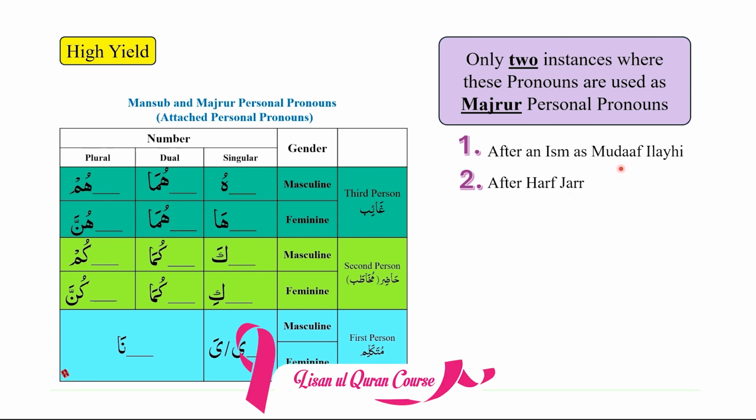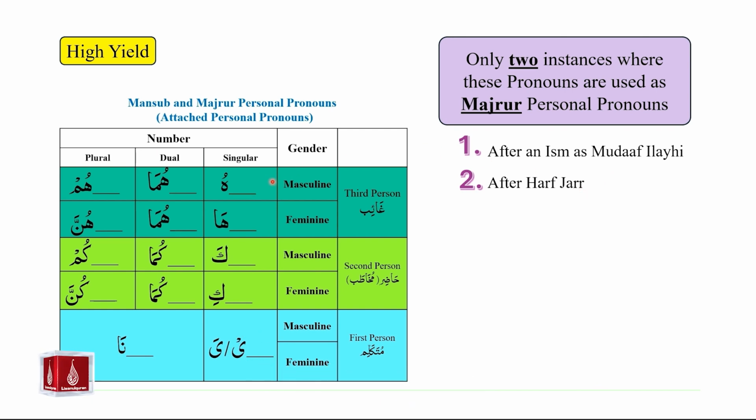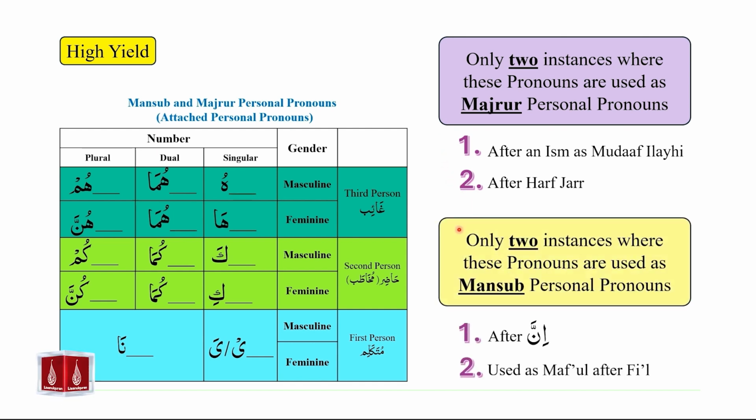We know that mudaf ilay is always majroor, and we also know that harf jar will make the ism following it majroor. Therefore, these attached personal pronouns will be used as majroor personal pronouns after an ism as mudaf ilay or after harf jar. In only two instances, these personal pronouns will be used as mansoob personal pronouns. Number one, after inna. We already studied that inna will make the ism following it mansoob. And second, whenever these personal pronouns are used as maf'ul after fi'l.